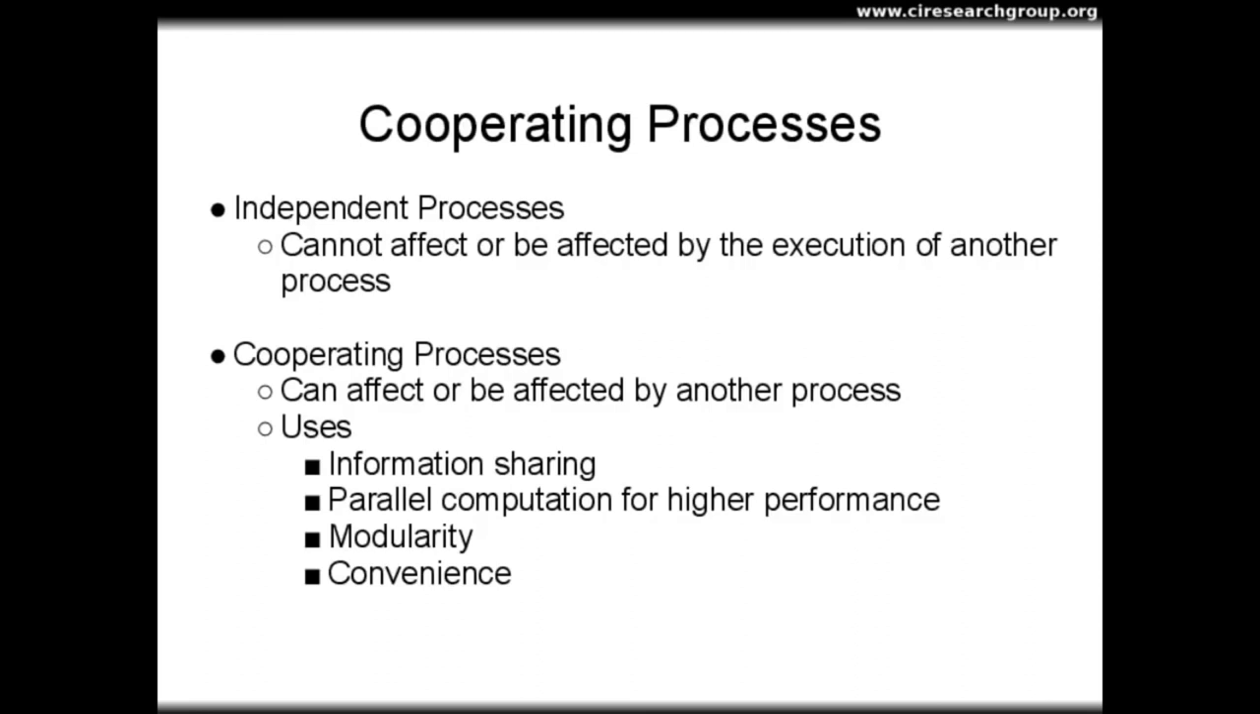Alternatively, processes could share information between themselves and thereby affect each other. When this occurs, we say that the processes are cooperating. Cooperating processes may be used for a variety of reasons, including information sharing, implementing high-performance parallel computation, increasing the modularity of a program implementation, or simply for convenience when implementing certain designs. In part 2 of this lecture, I will provide additional detail about process forking and executing new programs.